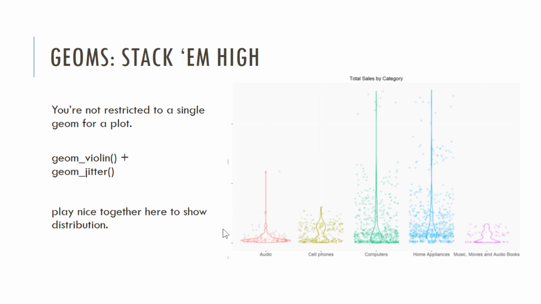Are you restricted to having exactly one geom per chart? No, stack them high. In this example, we've got both a jitter plot, which is sort of all the little dots, and we've got a violin plot, which is sort of the distribution bells. They play very well together.